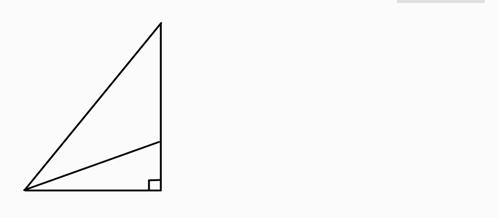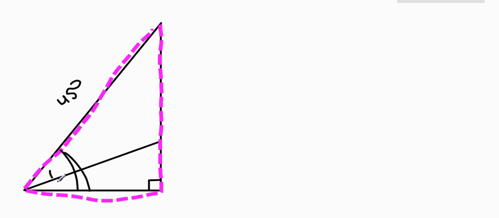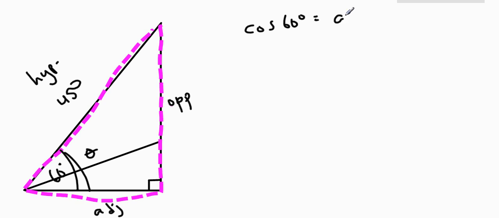So here is another diagram, and I'm going to now emphasize what we're looking at. We're only going to look at the big triangle where we have 450, and we have an angle here of 60 degrees. And then if this is theta, this is the opposite side, this is the adjacent side, and obviously this is the hypotenuse. So to find the adjacent side, we'll use cosine. Cosine 60 degrees is adjacent over hypotenuse.